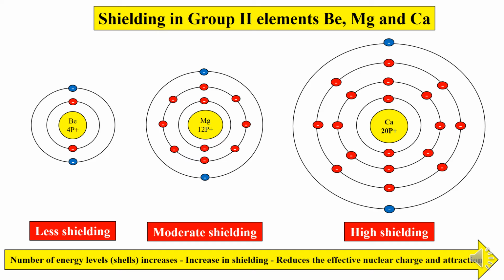So as the number of energy levels or shells increases, the number of core electrons increases, and this leads to an increase in shielding, and as a result, the effective nuclear charge is reduced and the attraction between the positively charged protons present in the nucleus and the valence electron is also drastically reduced. Now beryllium has only 2 core electrons, while magnesium has 10 core electrons, while calcium has 18 core electrons. As the number of shells and core electrons increase, the shielding also gradually increases.